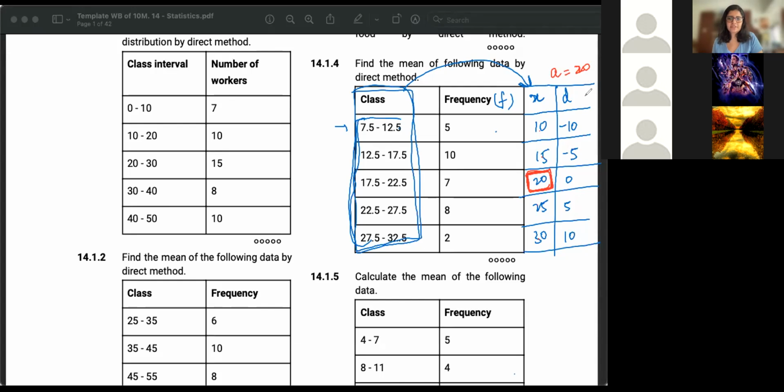Once you found D, next column, find out fi di. Again, frequency into this, same thing as you've done for the other method. Here a negative value will come, don't worry about it. Negative will come anyway.